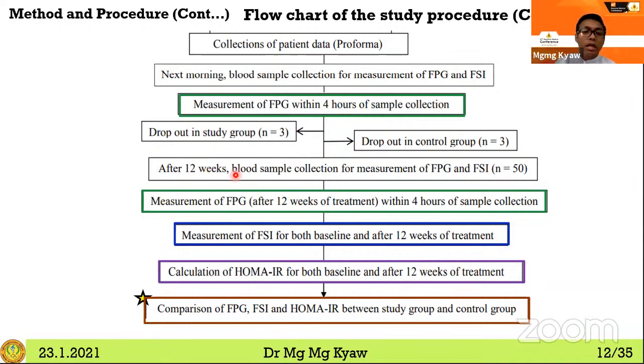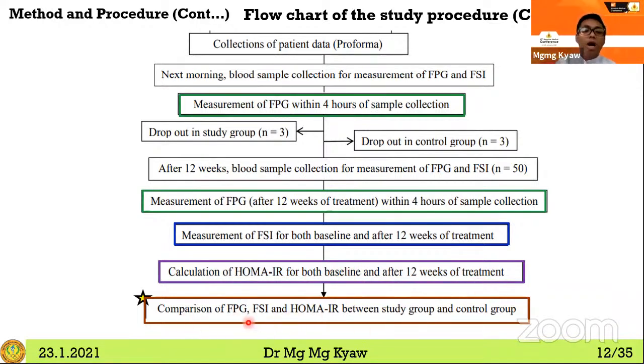After the 12-week intervention, 4 ml of blood sample was collected for measurement of fasting plasma glucose and fasting serum insulin. After 12 weeks of treatment, measurement of fasting plasma glucose was done within 4 hours of sample collection. Then, measurement of fasting serum insulin for both baseline and after 12 weeks of treatment was done by using ELISA. Finally, HOMA-IR calculation was done for both baseline and after 12 weeks of treatment.